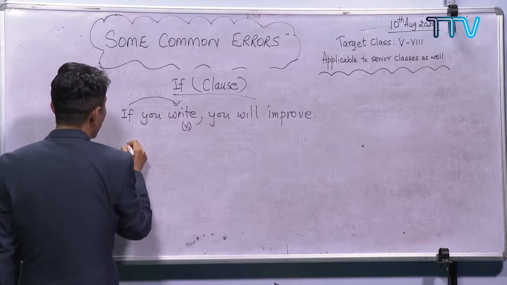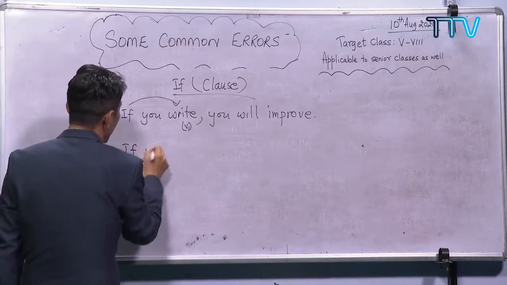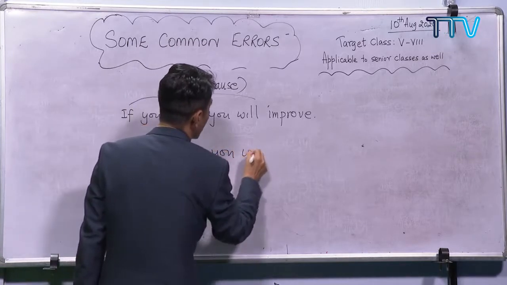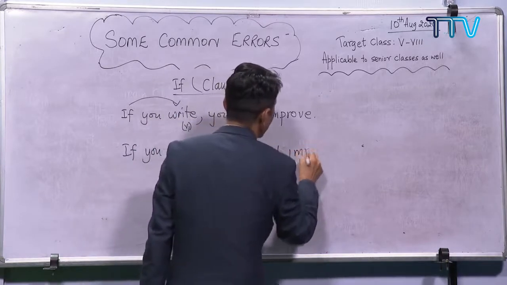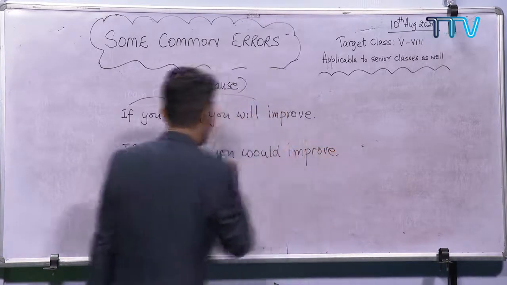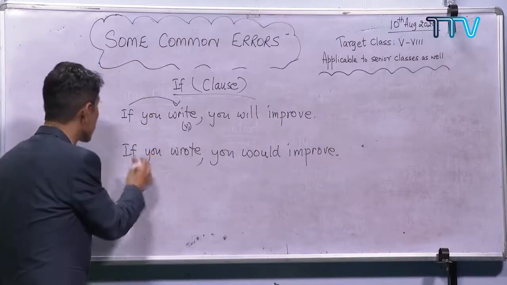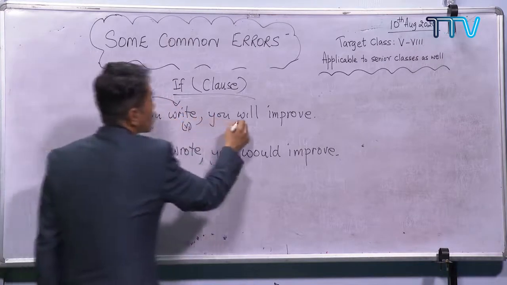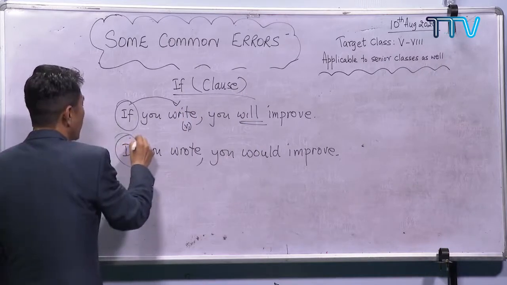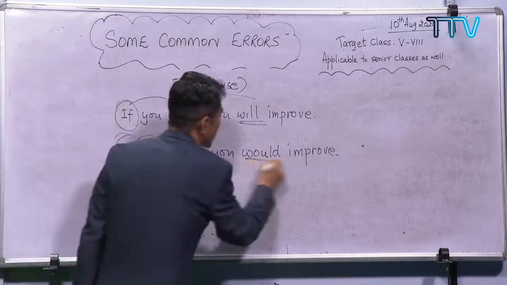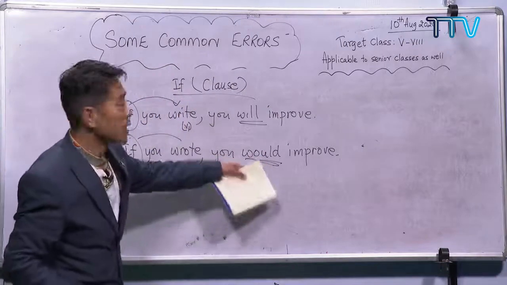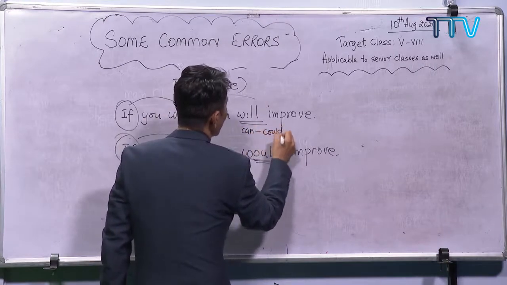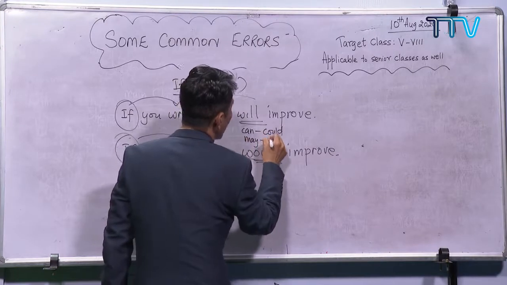Now, after "if" we write verb 2, for example, sometimes, if you wrote, instead of "you will," you would improve. So that is the thing that we make mistakes on regarding "if." If this word is followed by verb 1, you have to write "will," and if followed by verb 2, you have to write the past tense of these future forms. Can changes into could, may changes into might.